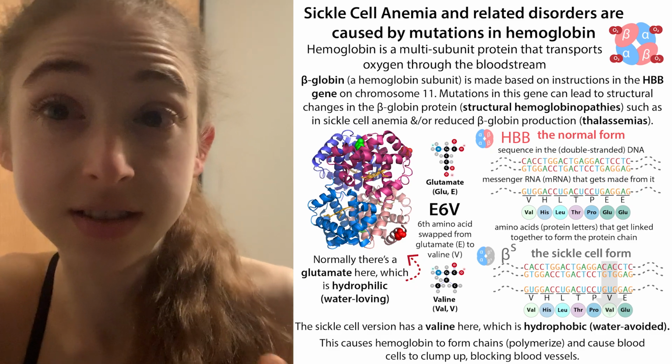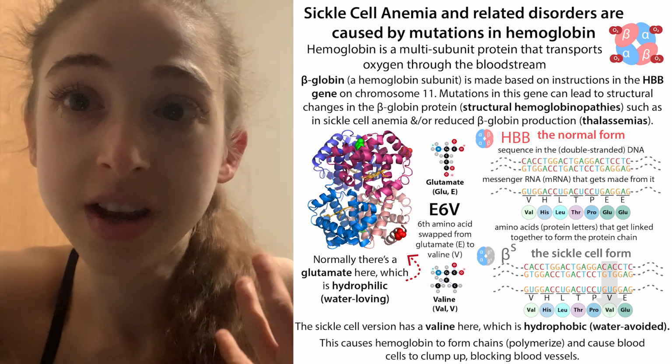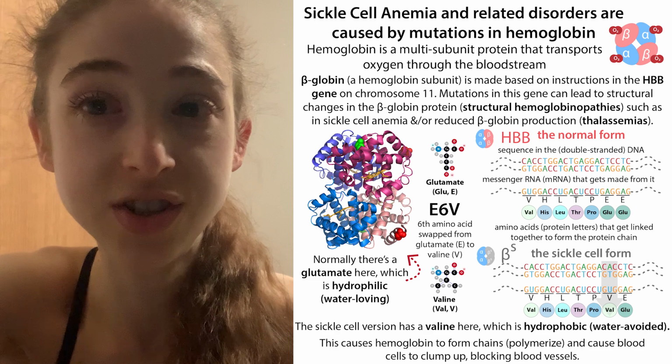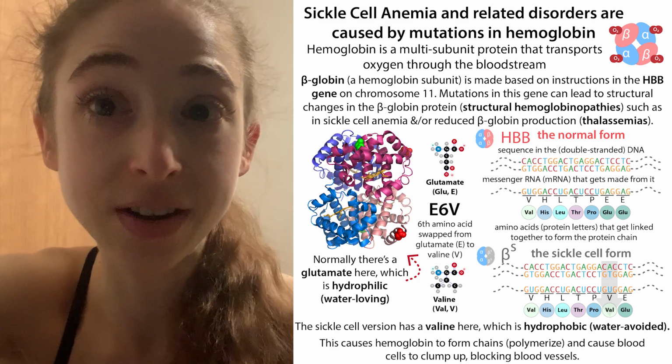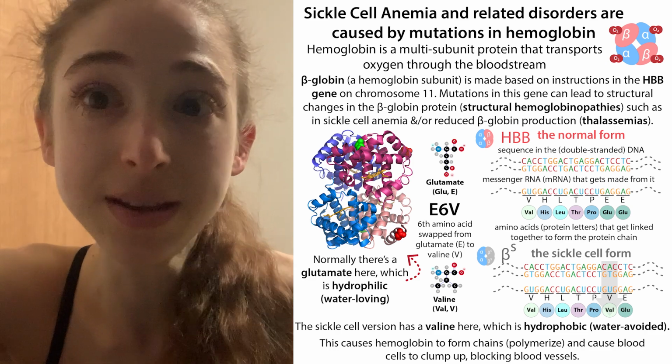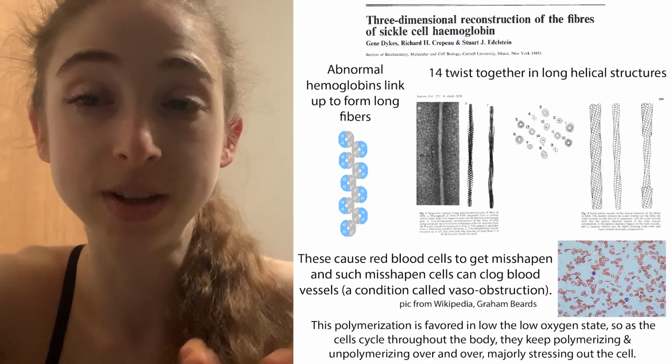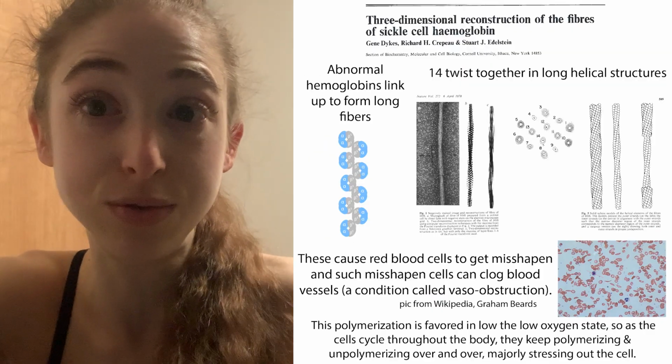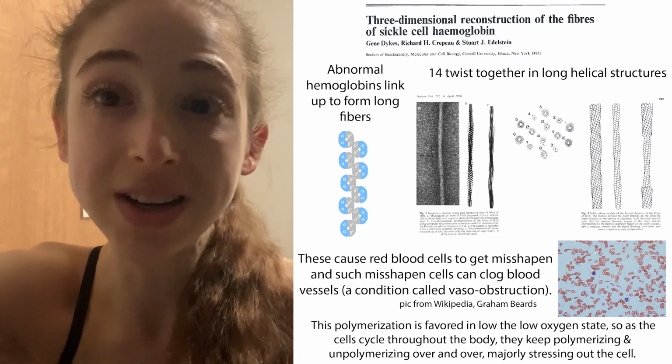Sickle cell anemia is caused by a single mutation that causes a single amino acid change in a protein, a change in a protein letter from a glutamate to a valine. This causes the protein hemoglobin to bunch up and form these chains and cause blood cells to sickle. And so, why does this happen?